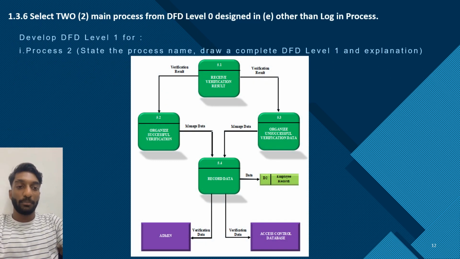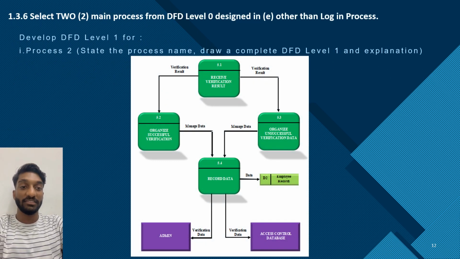Select two main processes from DFD level 0 designed in E other than the login process. Develop DFD level 1 for process 2, state the process name, draw a complete DFD level 1 and explanation. So this is our diagram for DFD level 0.